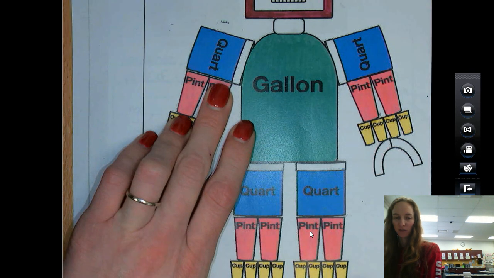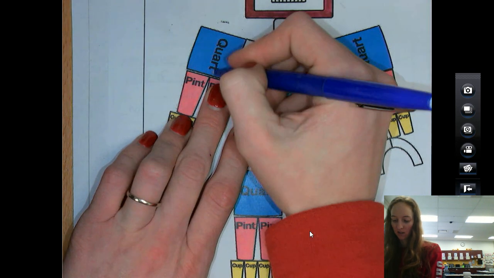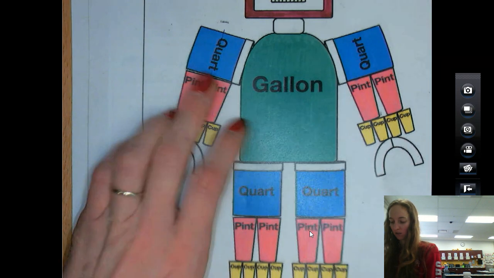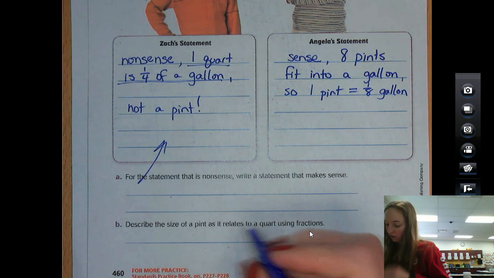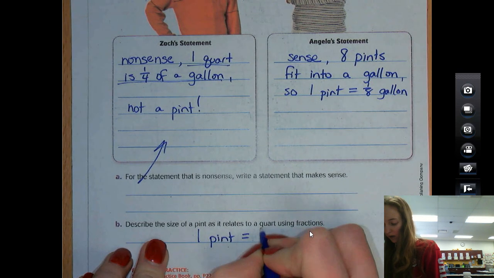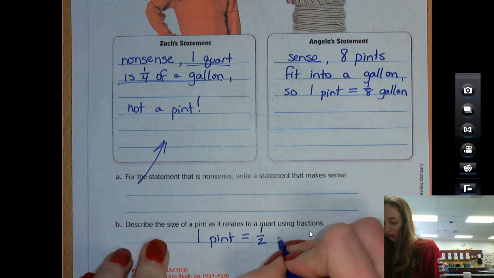Okay, it would fill up half of that quart, right? Split this guy in half. This pink pint would fill up half of my quart. Okay, so 1 pint equals 1/2 of a quart.